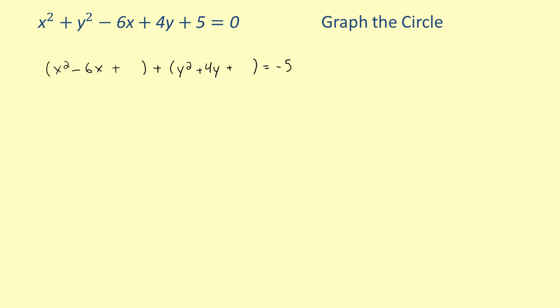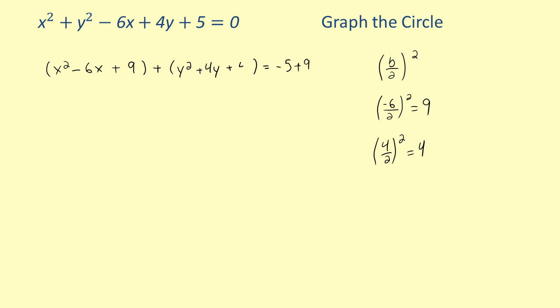Recall that we need to add the quantity b over 2 squared inside the appropriate set of parentheses on the left and right. Find the value needed to complete the square in the first set of parentheses. b is negative 6, so the quantity negative 6 over 2 all squared is 9. Add 9 inside the first set of parentheses and to the right side. Do the same for the second set of parentheses. Start with b is 4, 4 over 2 is 2, and 2 squared is 4.